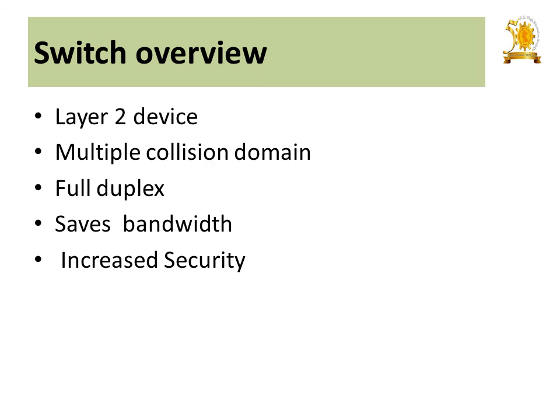Again, as we have seen, a bridge is a layer 2 device, and a switch is also a layer 2 device. It acts in the second layer of the OSI model. As far as collision domain is concerned, it is a multiple collision domain, as it works in full duplex mode. As it works in full duplex mode, as compared to a hub, there is saving of bandwidth and also the security is increased. Therefore, in most cases now hubs are replaced by switches.